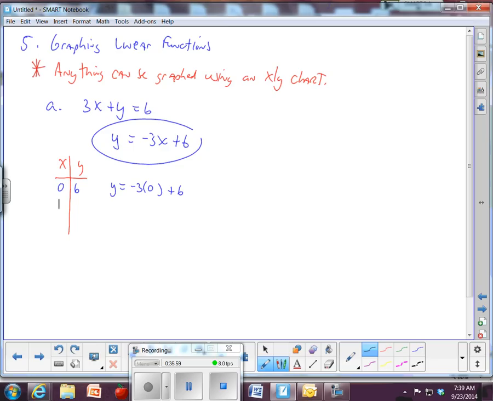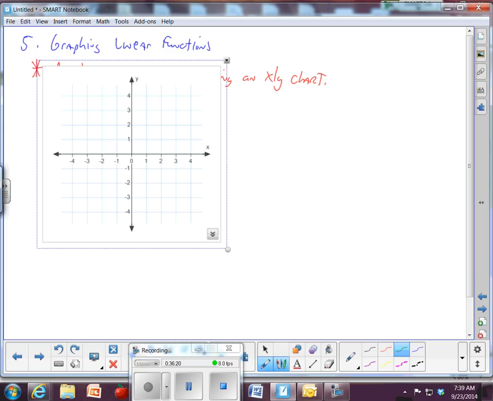Next I'm going to use 1. And so again, where the x is, I'm putting in 1. And I get a 3. And third here, I'm going to use 2. So again, where the x is, I put in a 2. And I get a 0. Now I'm ready to graph this.